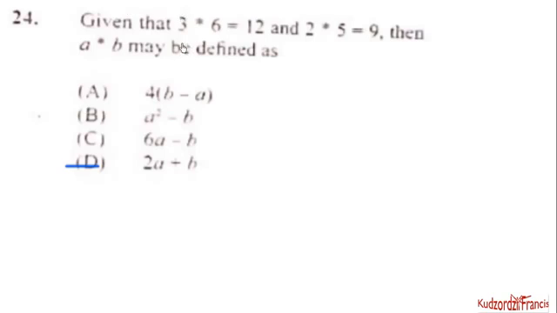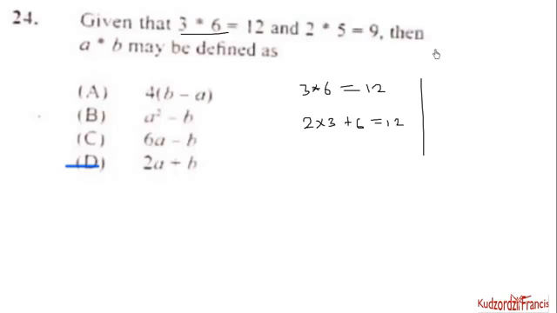Given that 3 star 6 is equal to 12 and 2 star 5 is 9, it's not times, it's star. Then A star B may be defined as, so we need to examine this. We know 3 star 6 is equal to 12. So how will you manipulate 3 and 6 to get 12? You multiply 3 by 2 and add 6, you get 12.